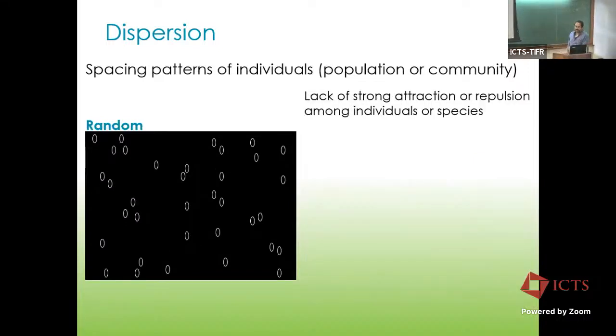Finally, you could have a spatial pattern which is more random. This basically indicates a lack of strong attraction or repulsion among individuals. Like when we talked about territoriality before, we're talking about clearly a strong repulsion, right? Or even trying to hold on to resources. Here, you don't see any such strong patterns.